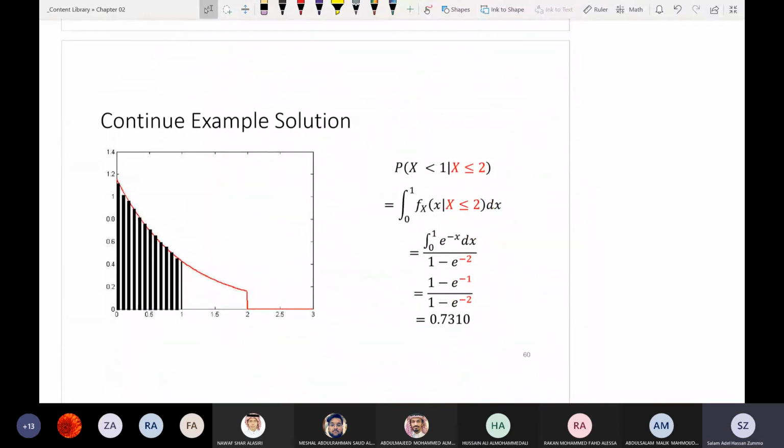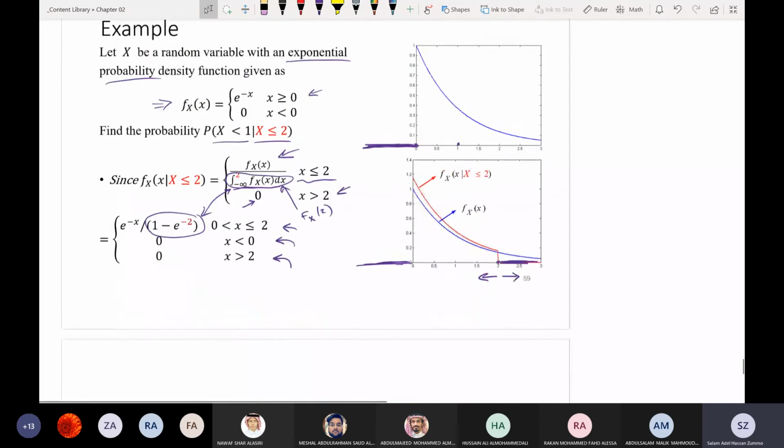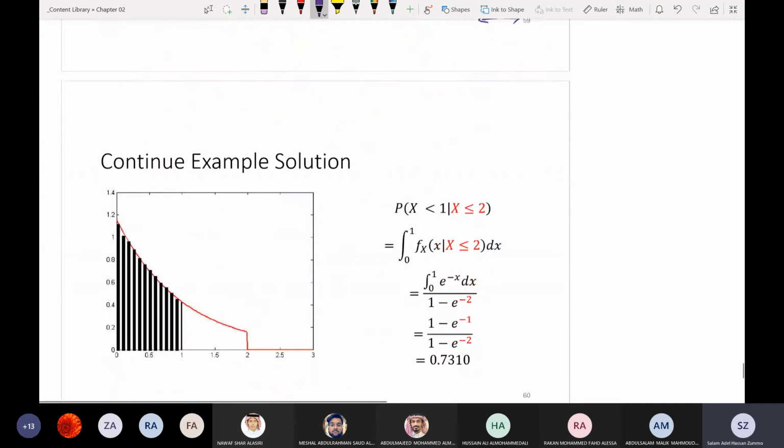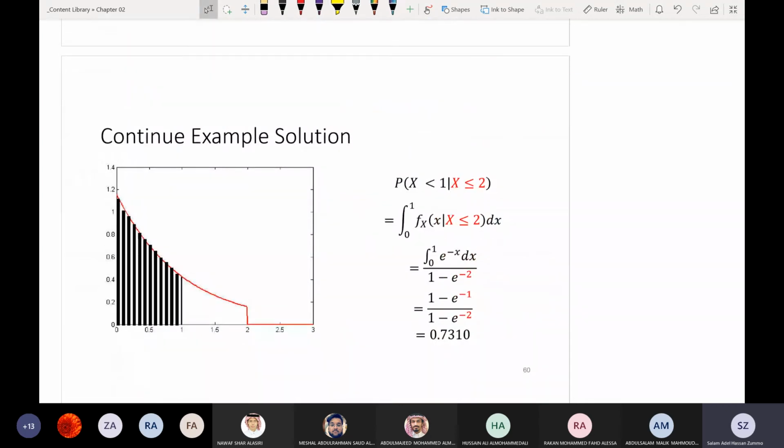طيب الآن let's calculate this. احنا إلى الآن جبنا بس البي دي اف، ها؟ الconditional PDF. We want the probability. هذا السؤال كان. The probability of x less than 1 given x less than or equal to 2. In order to find the probability now, simply I need to integrate the conditional PDF. هي ال F.